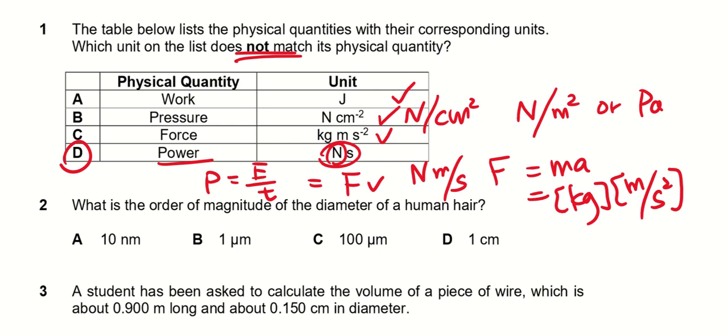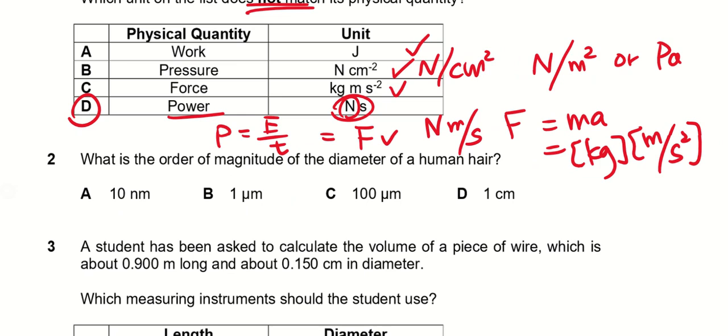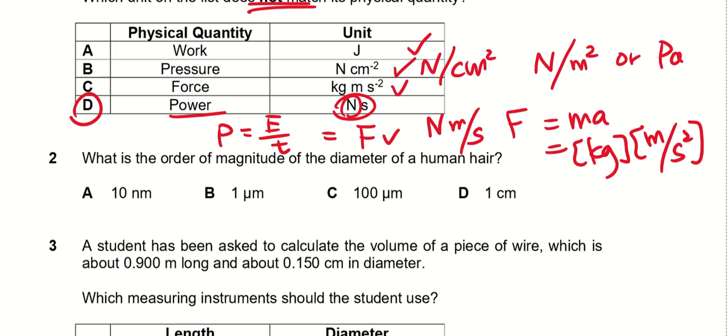Okay, so what's the order of magnitude of the diameter of a human hair? For me, actually, I don't really memorize. So this one you have to guess or you read from your notes. Then you try to memorize. But one thing I would like to point out is for prefix. This is actually 10 to the power of minus 9. You need to know all this.